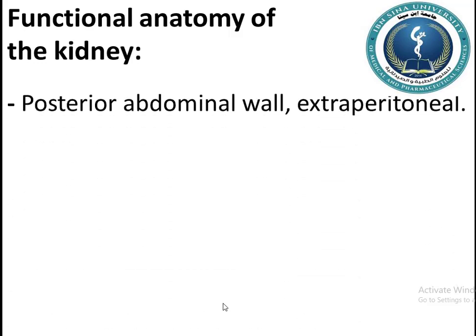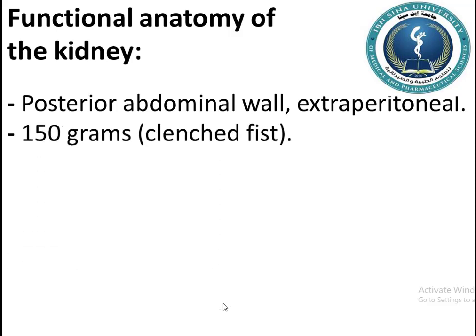نجي على functional anatomy of the kidney. Kidney renal system consisting of two kidneys. This kidney lies in the posterior abdominal wall, and it is retroperitoneal, or we can say extraperitoneal. Each kidney is about weight, it's about 150 grams. And size it's about clench fist, يعني يد مقبوضة.